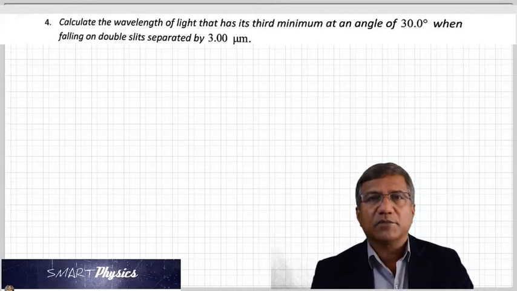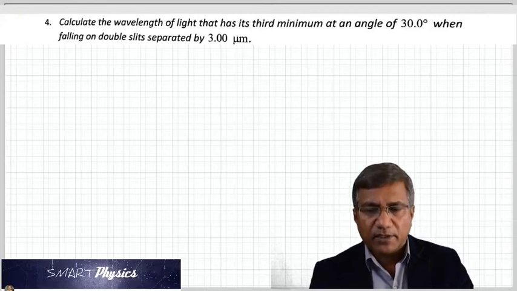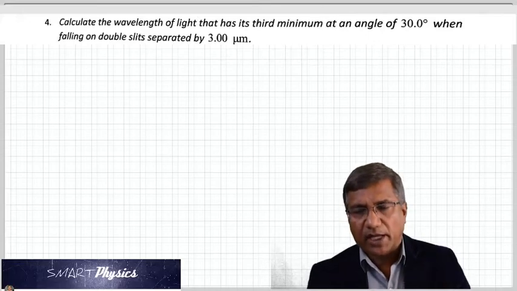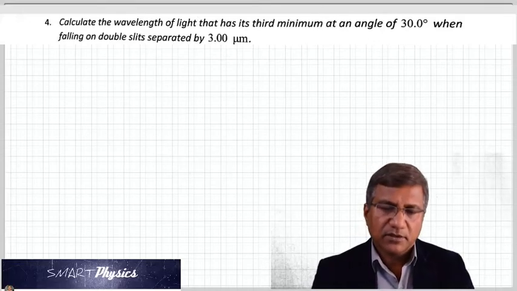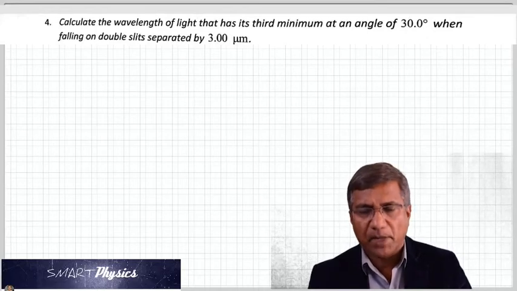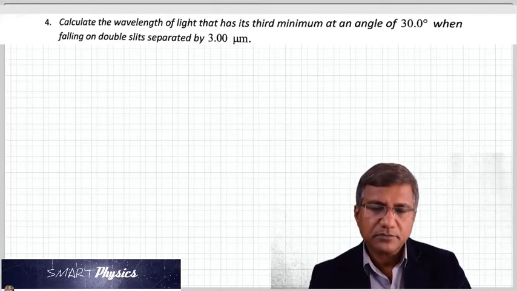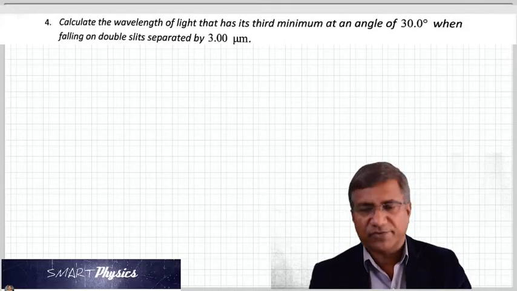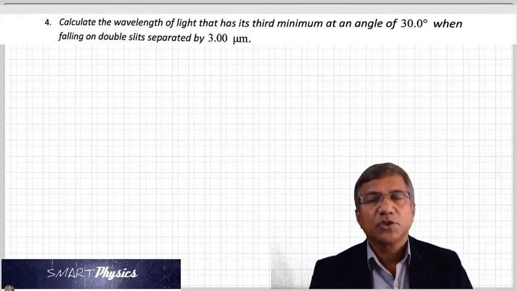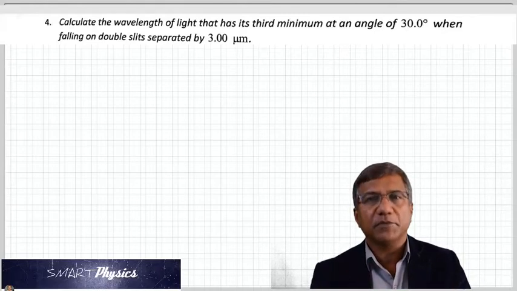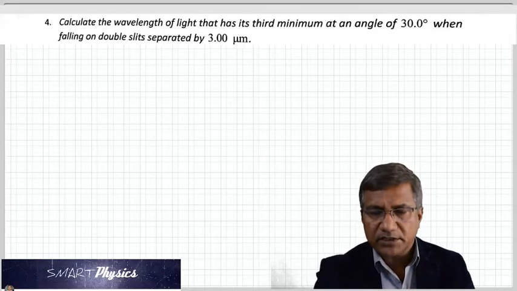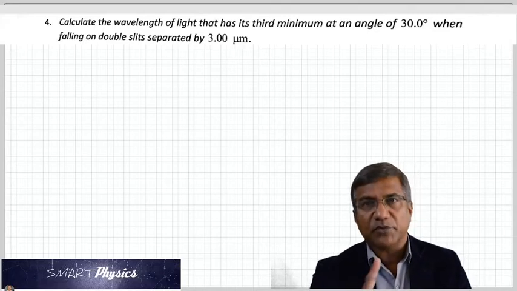We have question number 4. Calculate the wavelength of light that has its third minimum at an angle of 30 degrees when falling on double slits separated by 3 micrometer. So this problem has a difference. Number 1, it's talking about the minimum. So we'll have to use the condition for minimum. And then because it's minimum and it's telling us to find the third minimum, you see the difference.